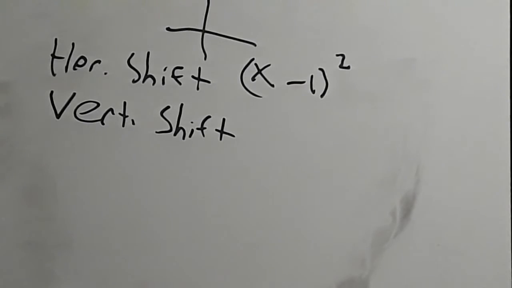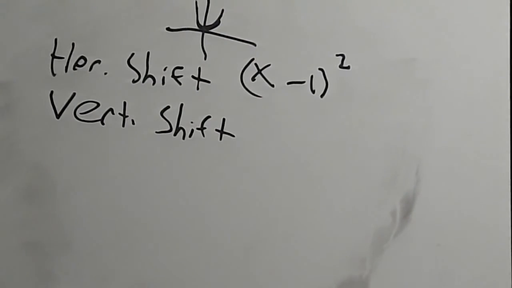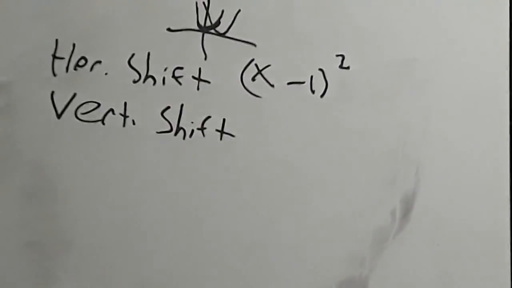But I'll show you the vertical shift and I'll compare it. But you have to look for the zeros. So our zero for x squared is at 0. But our zero for this one is at 1. So it horizontally shifted right 1 unit. Just remember that if you need to describe it.